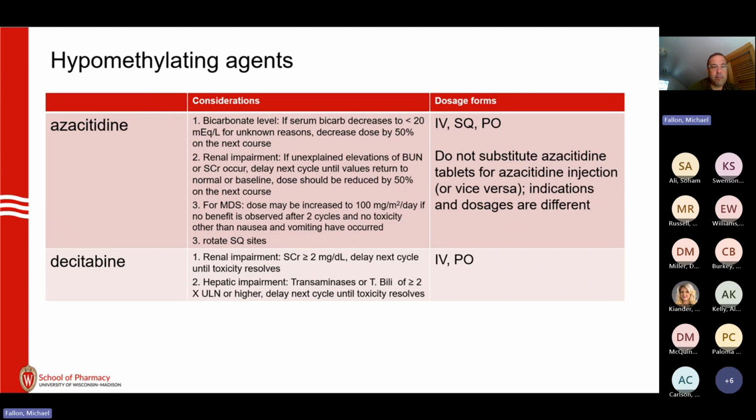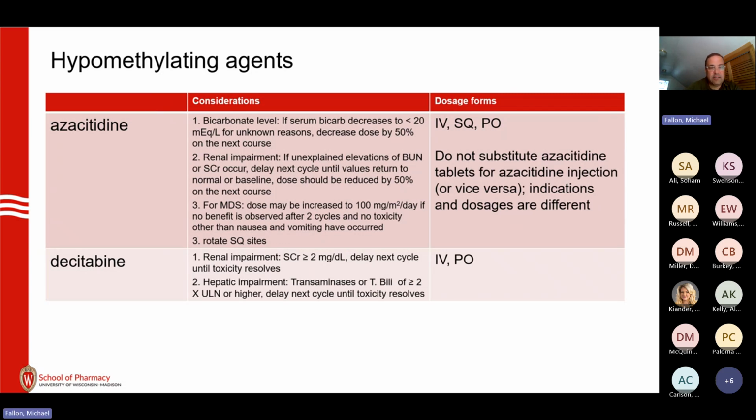Last set is hypomethylating agents. Both azacitidine and decitabine are among those that are used more than 500 times per year. With aza, we watch the bicarbonate level and renal impairment. So it's important to watch that BUN. You'll see it go to 100, 150 even, and then generally it'll get to baseline within 28 days, but not always. So we have had to dose reduce some patients.